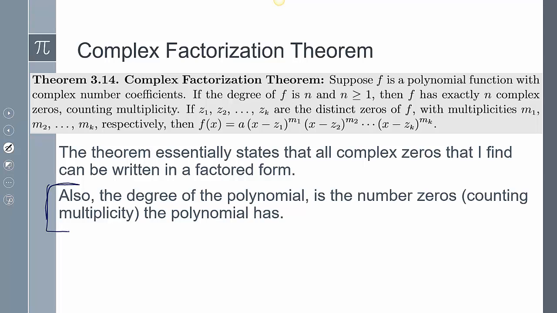If z sub 1, z sub 2, all the way to z sub k are the distinct zeros of f, then we're able to write it in terms of my leading coefficient, times x minus my first zero with some multiplicity power, times x minus my next zero with some multiplicity power, all the way down to x minus my kth zero with its multiplicity. And so I can break them all down into their purest factor form.